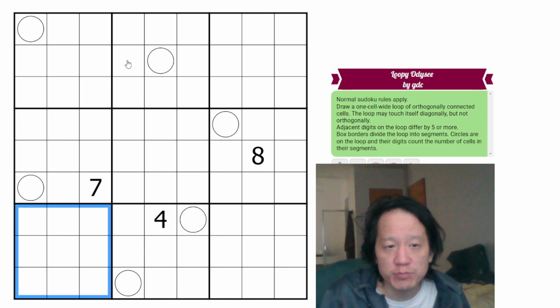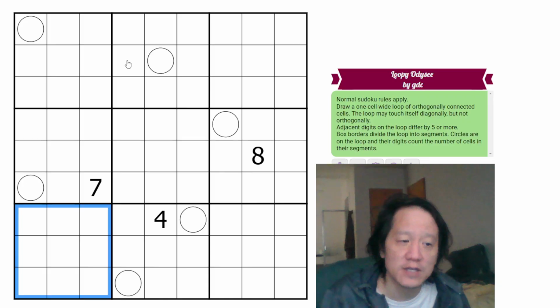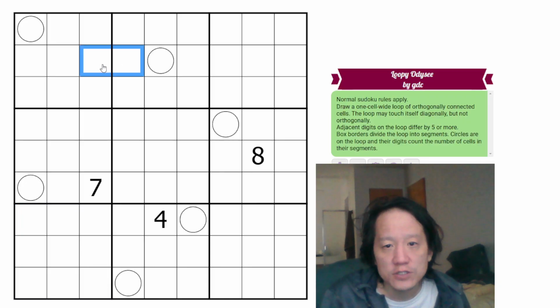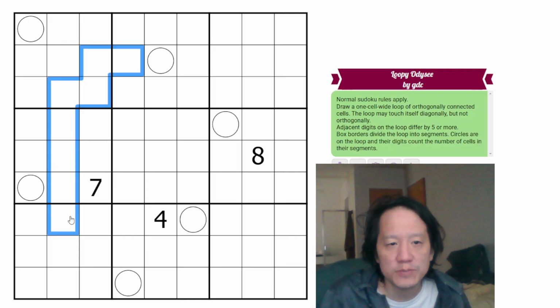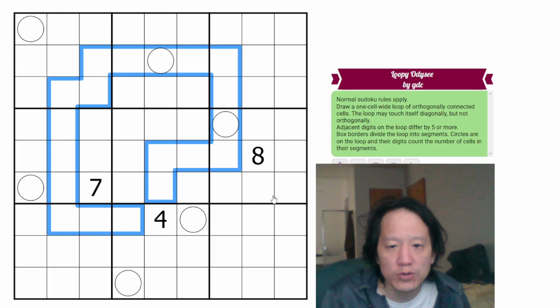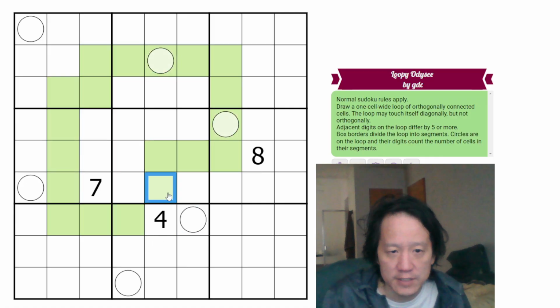So orthogonally just means that two cells share an edge. So the loop has to basically continuously share an edge. So this would not be a valid loop because it does not connect itself orthogonally here. It's diagonal. To complete this loop, it would have to be something like that.